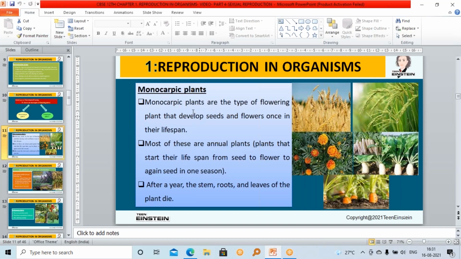And most of the annual plants are examples. You can see here in the pictures: rice, wheat, then marigold, radish, carrot, all these. These monocarpic plants flower only once. One flowering stage will be there. So you can see in the case of which one? Pea plant.